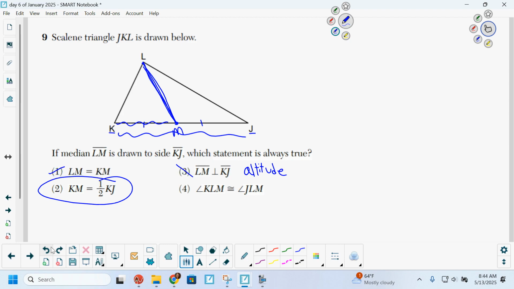And then angle JLM is congruent to angle KLM. So that would be an angle bisector. And once again, I'm not told that I have an angle bisector, and this isn't isosceles or equilateral, so that does not have to be true either.